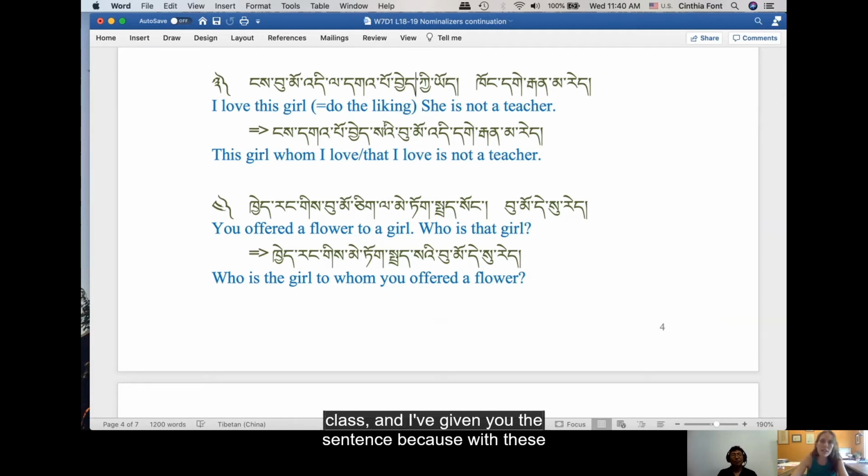And I've given you this sentence because with these verbs of effect, we always have a la, then the sa particle with the nominalizer, so the relative clauses with sa and se are going to become a lot more prevalent. That's why this example is chosen.